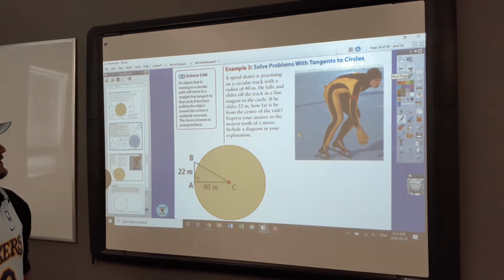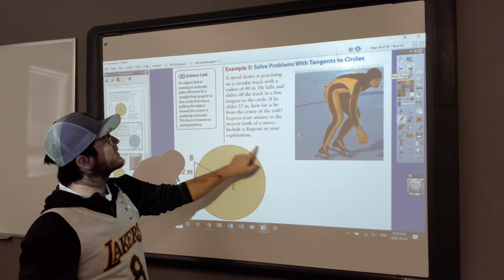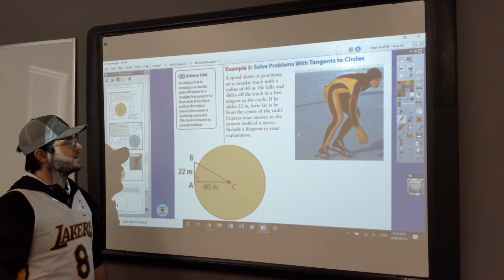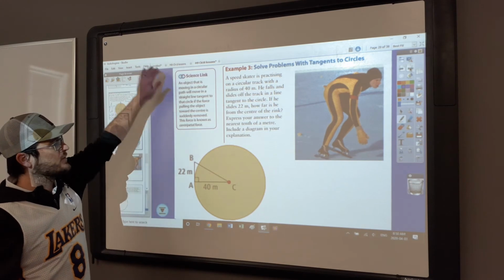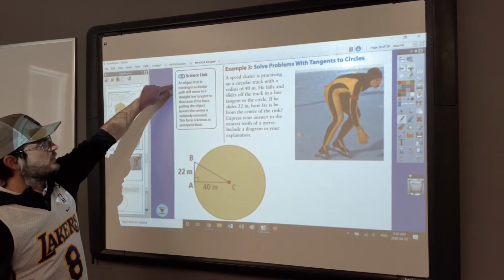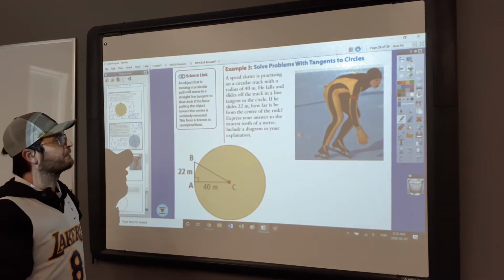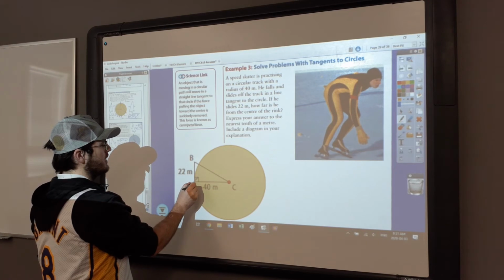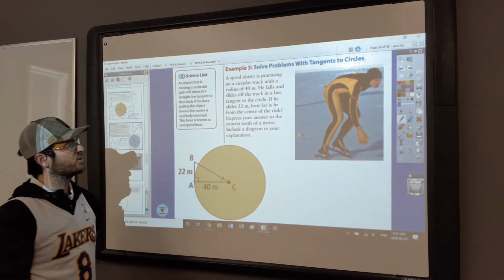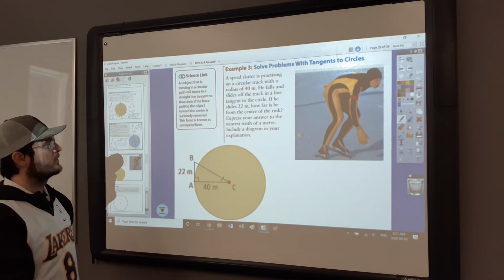Solve problems with tangents. A speed skater is practicing on a circular track, for some reason, with a radius of 40. He falls and slides off the track. You know, if you fall on the ice, you lose your grip, you lose your balance, you go flying. You don't keep turning in a straight line. You're going to run tangent to the circle. He slides for 22 meters from the point that he fell. So the point that he fell is going to be tangent to the middle of the circle. How far is he from the center of the rink?